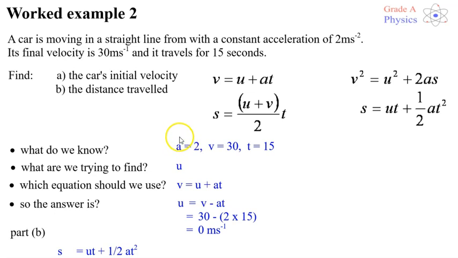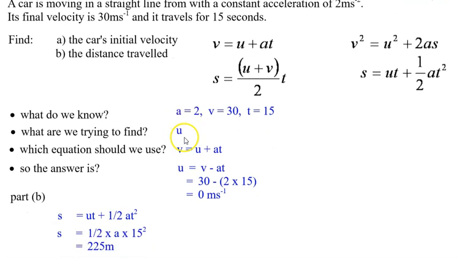Right, part B says find the distance traveled. Okay, well, distance, displacement, in this case, would be the same thing. And now we actually have a choice because we're trying to find s, displacement. We've actually got 3 of these formulae we could use. We have s, s, and s in these 3. So any one of these 3 would work.